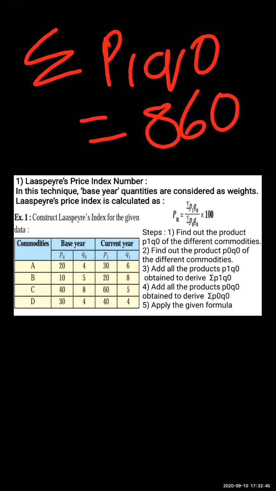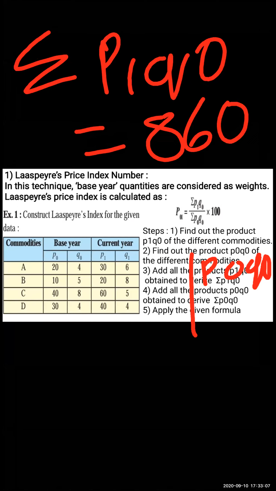860. Now beside it, write one more column and put the heading POQO. Then we need to multiply the price of the base year and the quantity of the base year.